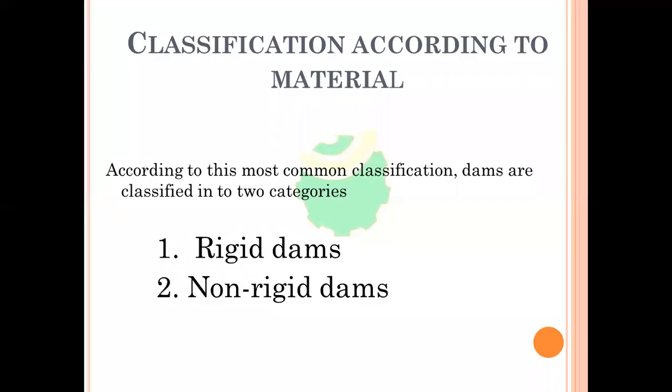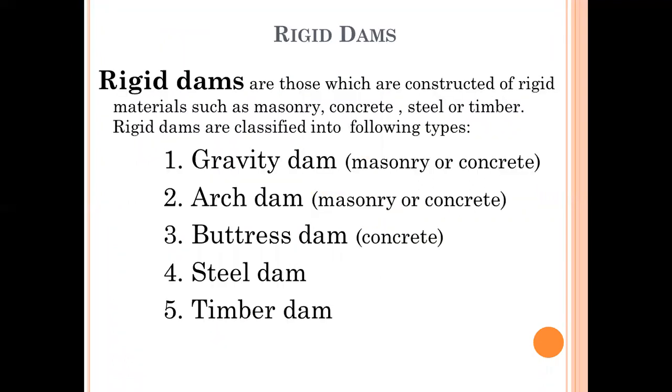Next, classification according to material, rigid dams and non-rigid dams. Rigid dams are those which are constructed of rigid materials such as masonry, concrete, steel or timber. Rigid dams are classified into the following types. Gravity dam, which is made of masonry or concrete individually or in combination. Arch dam, same material. Buttress dam, concrete material. Steel dam, constructed with steel. Timber dam, constructed with timber.